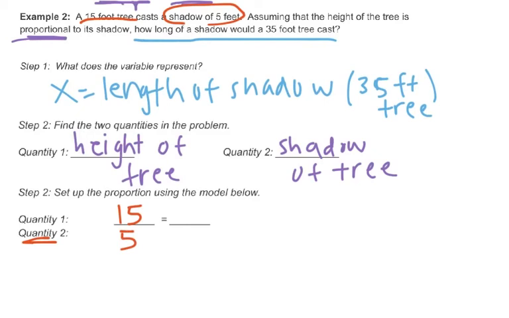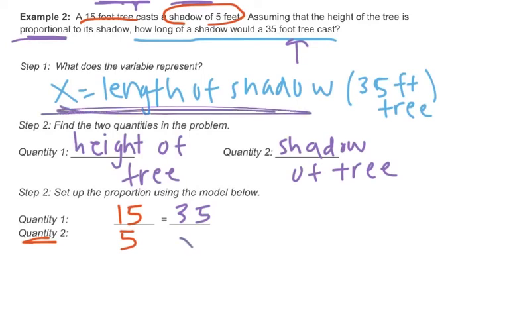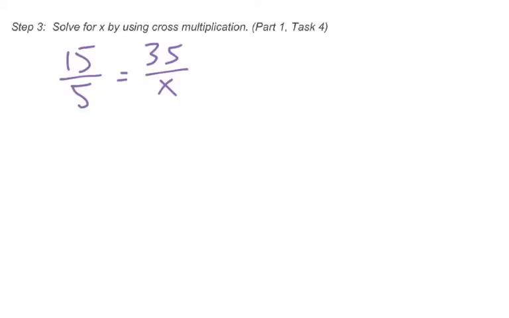Okay? Now, we want to move back up. Quantity 1 is the height of the tree. So we know that the height of the other tree is 35 feet, so that goes here. And we don't know the shadow, right? But we want to know the length of the shadow. That's our x. And now that we have set up our equation, we can solve.